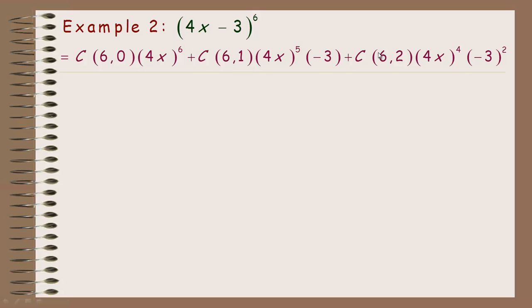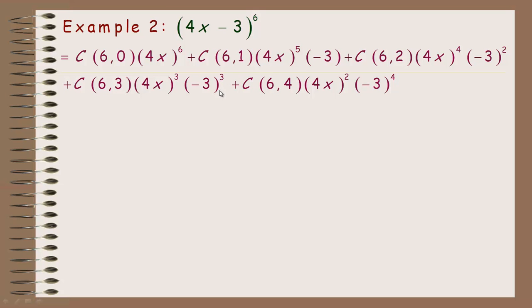And then we go to 6 choose 2. The exponent of the 4x reduces to 1. The exponent of negative 3 increases to 2. 6 choose 3 is the next one. And again, the exponent on the 4x decreases by 1. The second part of the binomial increases by 1. It was 2 there, it's 3 here. 6 choose 4, 4x squared, and then negative 3 raised to the power of 4 now.